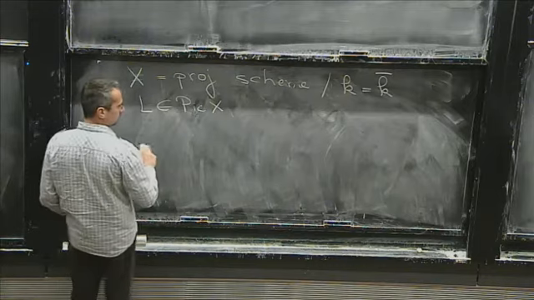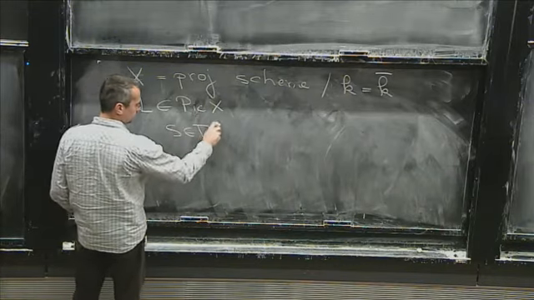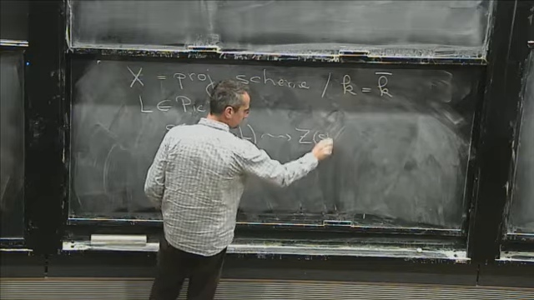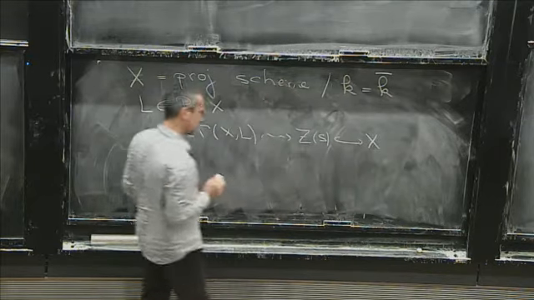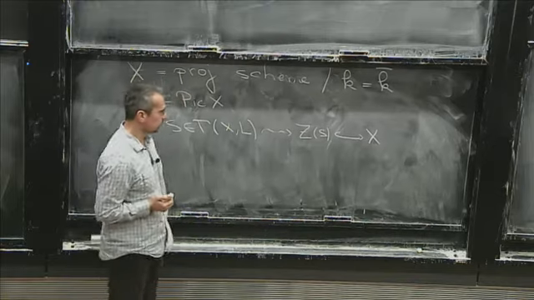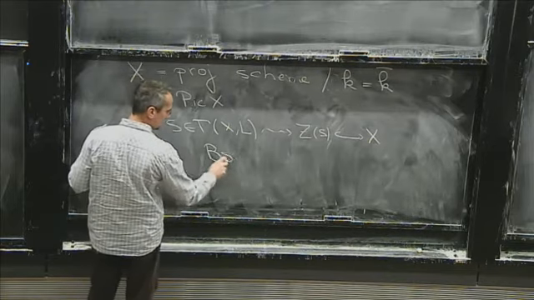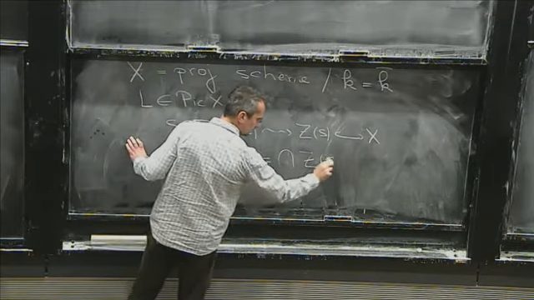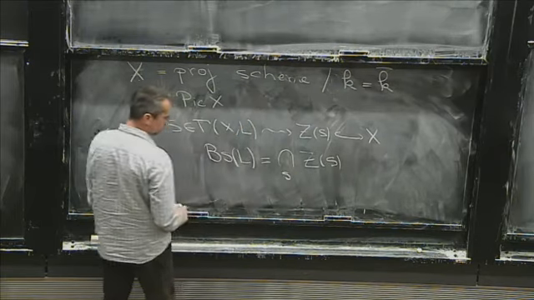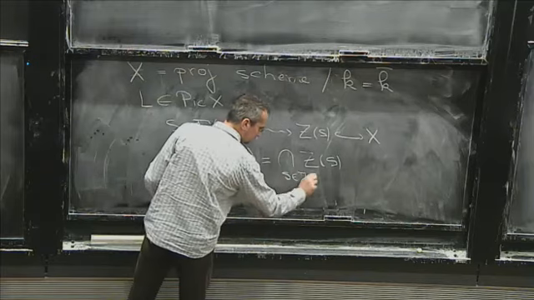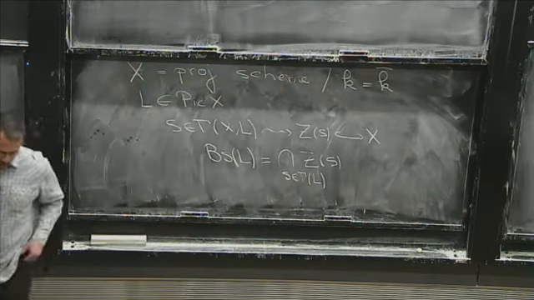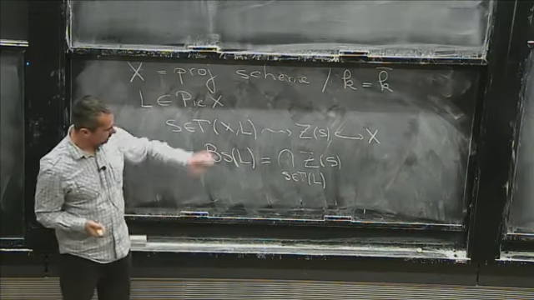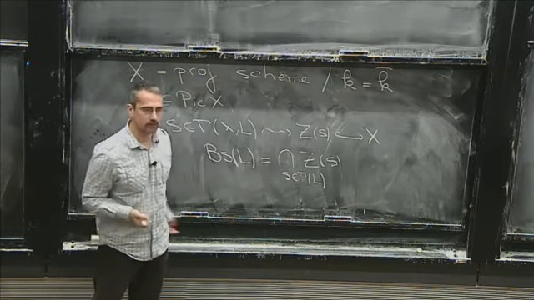So if I have a section s of L, then there is the zero locus of this section, which is a closed subset of X. I guess it's a closed subscheme of X. And the base locus of L is again a closed subscheme, which is the intersection of all these zero loci of s, where s is a section of L. Of course, this is very important because you want to know when L defines a morphism to a projective space, and in general, you want to know where the rational map defined by L is defined.